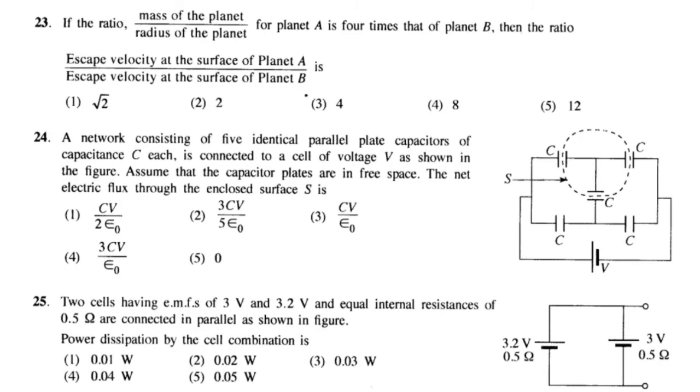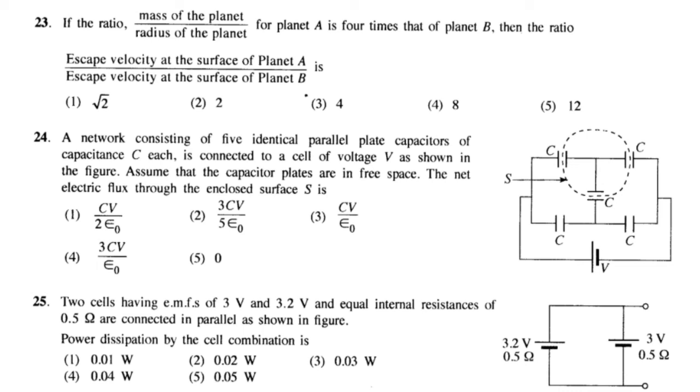Question number 23. If the ratio of the mass of the planet to the radius of the planet for planet A is 4 times that of planet B, then they are asking for the ratio of the escape velocity at the surface of planet A to the escape velocity at the surface of planet B. Now, what is escape velocity? Escape velocity is the minimum velocity required by an object to escape from the gravitational field.